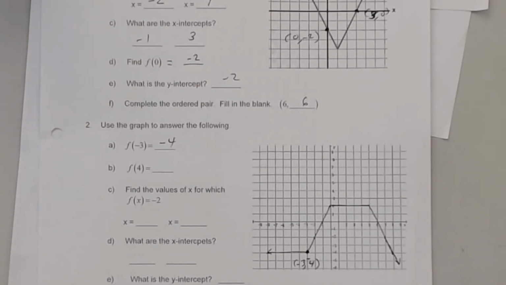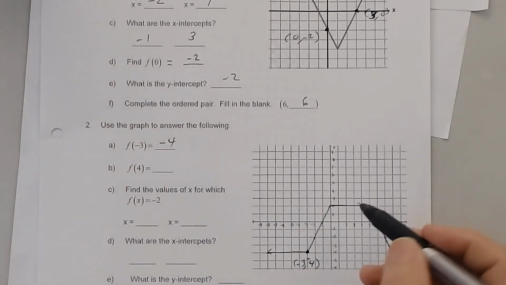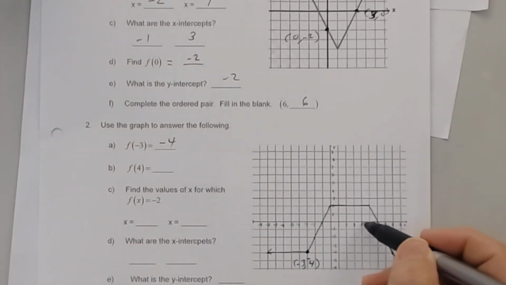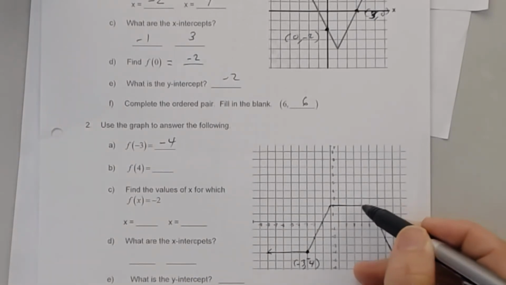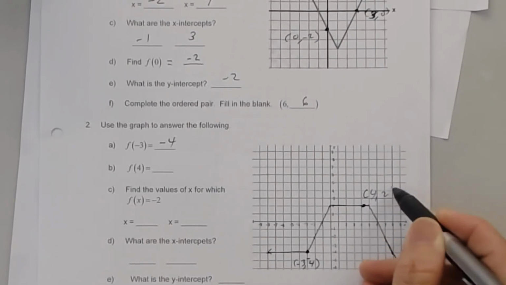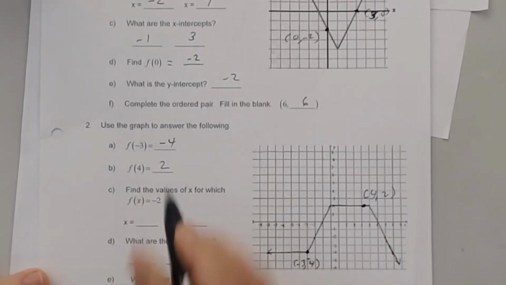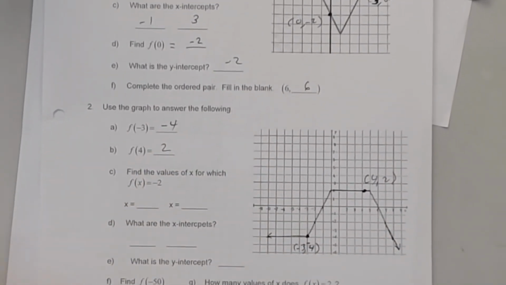Okay. What about f of 4? Again, that means when x is 4, what is the y value? So on the x-axis, you locate 4. Well, 4 is here. Locate the point that corresponds to it, and that is here. So that's 4 comma 2. So the answer is 2.